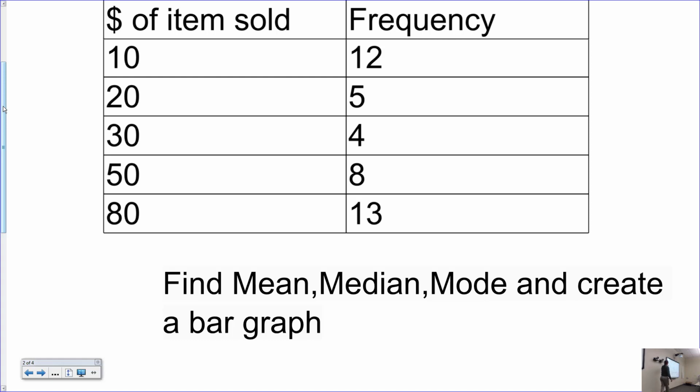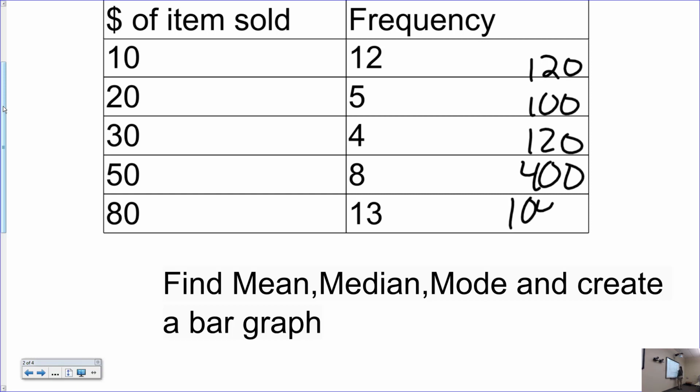All right, so when you have a frequency table, folks, what are you going to do to find the mean? Write them all out. You do 10 times 12 plus 20 times 5 plus 30 times 4. Multiply, right? Because remember, that's what these numbers mean. The frequency means that there were 12 10s, that there were 5 20s, that there were 4 30s, that there were 8 50s, etc. down the line. Oh, what is that? 1040? Yep.